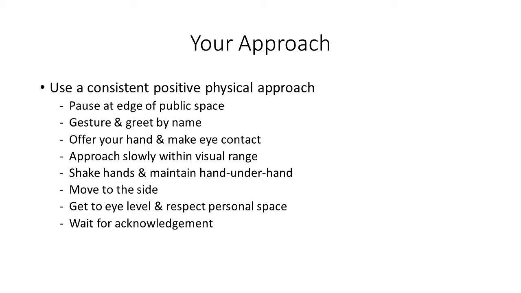So the first step in the process is pause at the edge of public space. Well, what does that mean? It means that human beings are aware of others in three zones: public, personal, and intimate. Public space is approximately arm's length plus arm's length, or about 6 feet away from the person. That's where the individual is just looking at you. So what I want to do is make sure I'm in the center field of vision, and I'm going to stop moving at 6 feet.